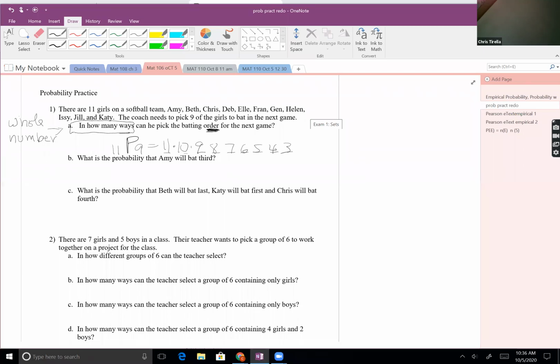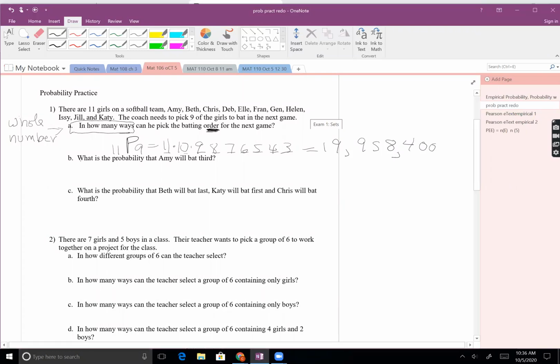When I go through and find 11P9, it would help if I could type right. How many are there? 19,958,400 different batting orders. Not gonna lie, I made this question up because my kids played ball a lot. And from my experience, of those almost 20 million ways, none of them will make all of the parents happy.